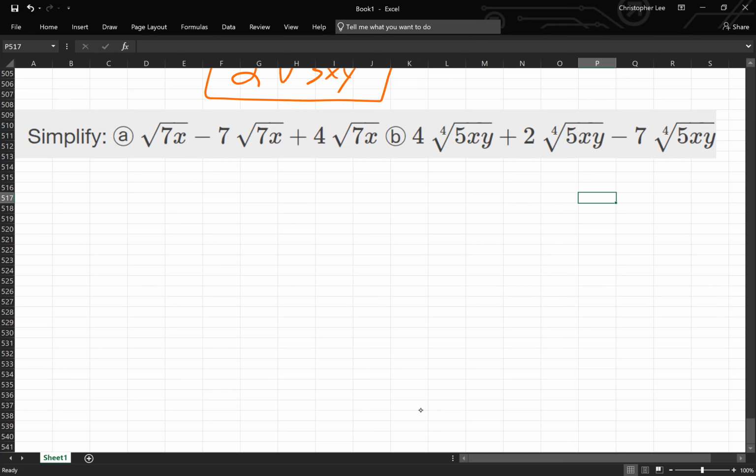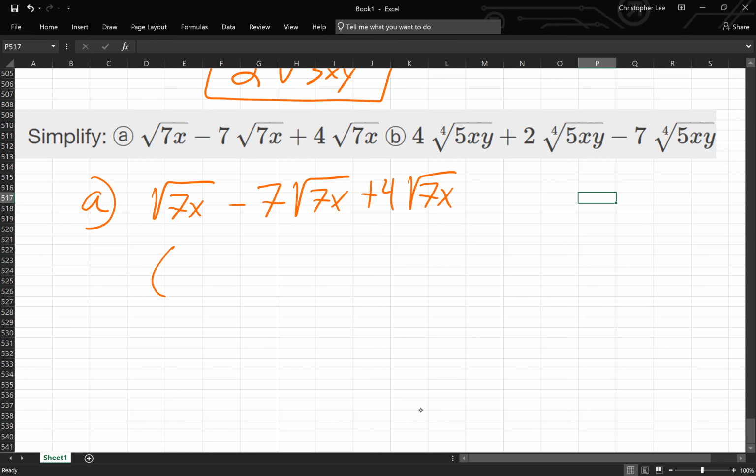All right, let's take a look at this. So for A, I have square root 7x minus 7 square root 7x plus 4 square root 7x. I notice that they have the same index and the same radicand, so I'm just dealing with the coefficients, the numbers in front. So what do I have? I have 1 minus 7 plus 4 times the square root of 7x. And then 1 minus 7 plus 4, what's that? Negative 2, and then square root 7x. It's negative 6, and negative 6 plus 4 is negative 2.